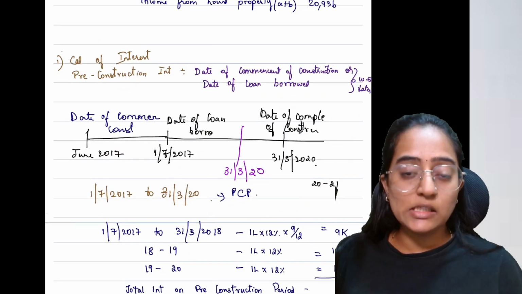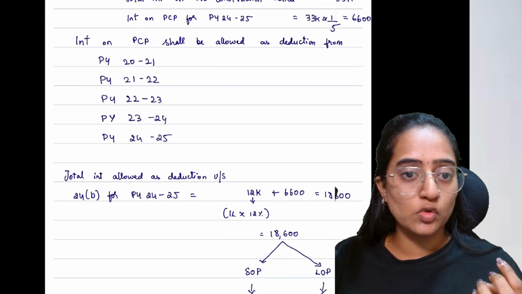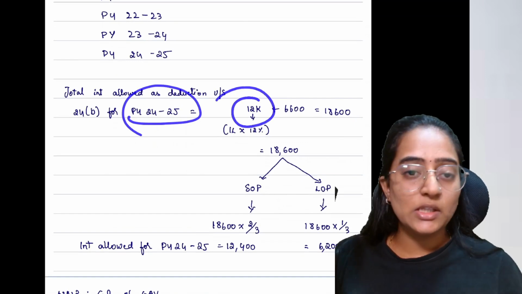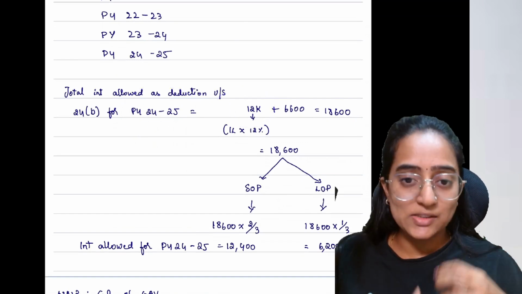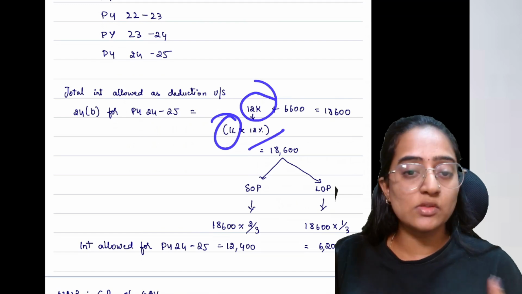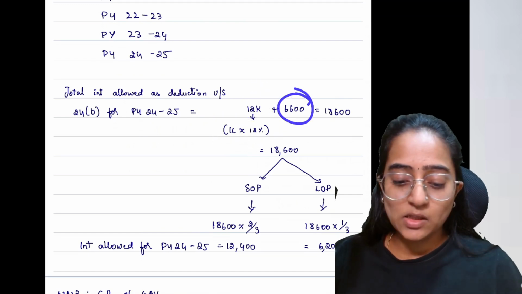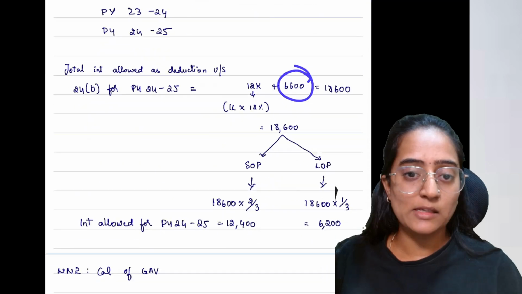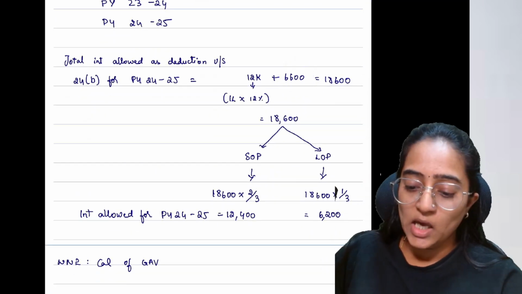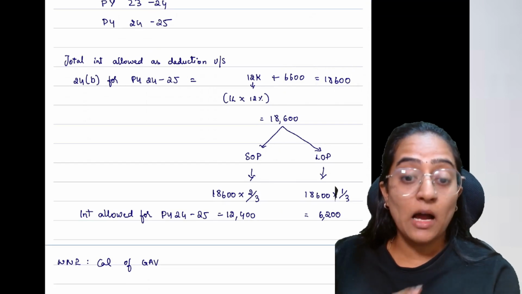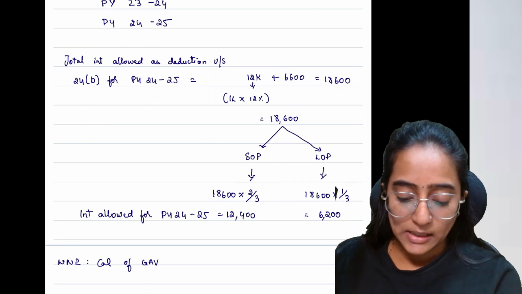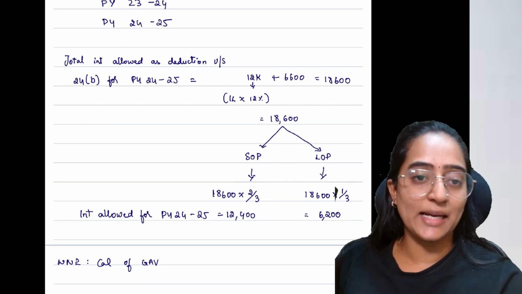In this year, that is PY 24-25, he might also have paid some interest, as he has not repaid the principal. So 1 lakh into 12% gives 12,000 rupees of interest, plus the 6,600 considered here. The total interest allowed for PY 24-25 would be 18,600. However, 1/3 is let out and the remaining 2/3 is self-occupied. Based on that, you do the proportion and you will get the answer.